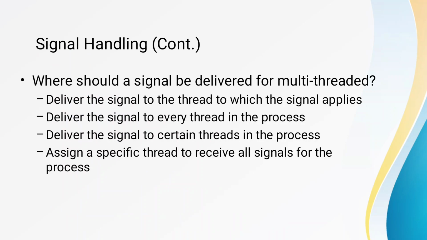So where should a signal be delivered for a multi-threaded process? Deliver the signal to the thread to which the signal applies. Deliver the signal to every thread in the process. Deliver the signal to certain threads in the process. Or assign a specific thread to receive all signals of the process.